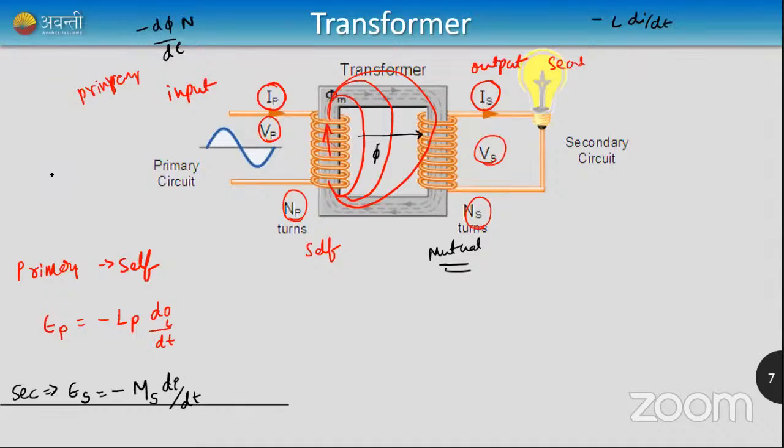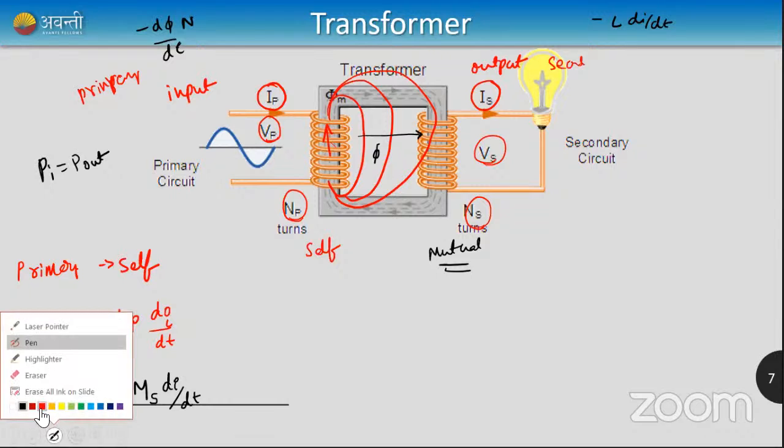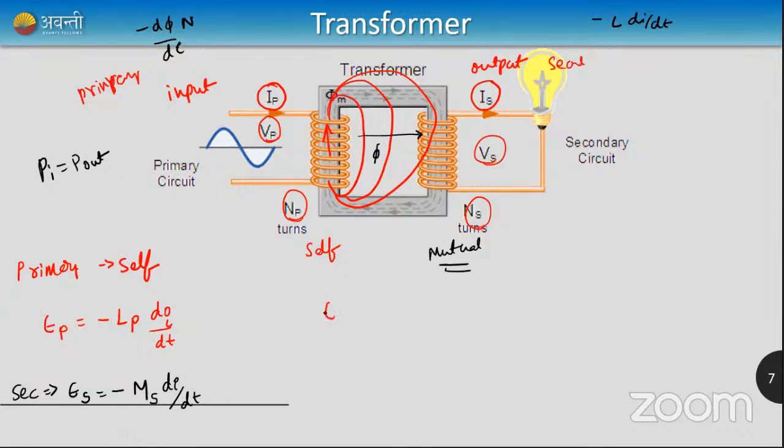Because power input is equal to power output, if I put power input equal to power output, I have to maintain the same current. Or we'll make a small assumption that the current is the same for some moment. That's a very small assumption here. I'll divide both of them. So EP by ES is equal to minus LP di by dt over minus MS di by dt. So di by dt cancels. I'm left with EP by ES is equal to LP by MS, the minus signs cancel.